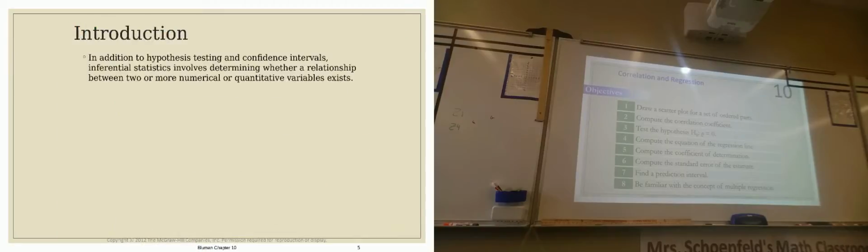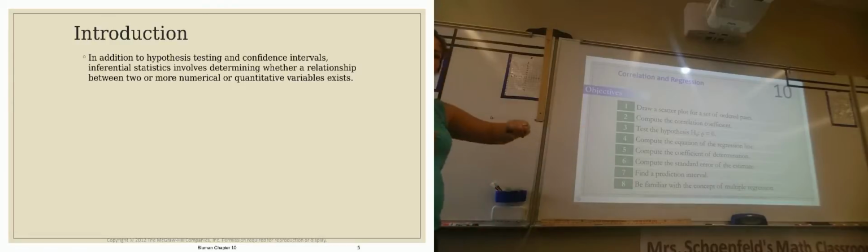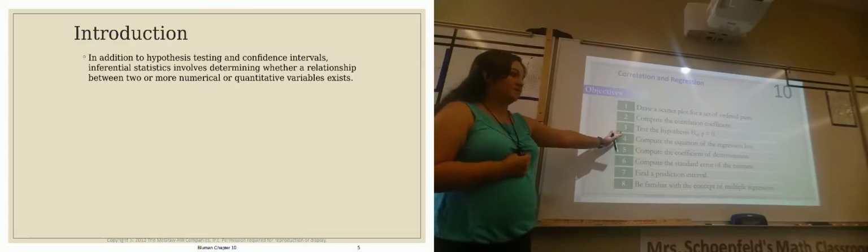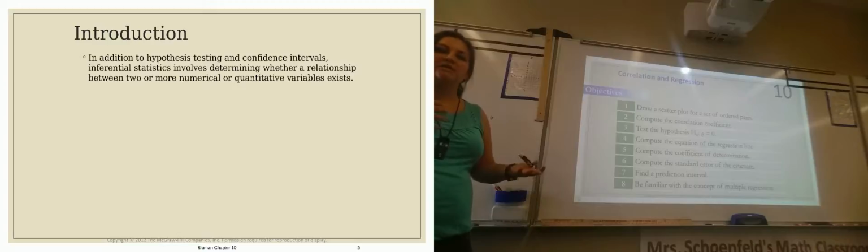Okay. So our objectives here are going to be to draw a scatter plot for all our ordered pairs. You could take a picture, but you shouldn't need to. Compute the correlation coefficient, which we didn't find yesterday. Test the hypothesis is going to be a bit different from what we've always done before when we do these things. So what we always do, I don't have any idea what that symbol is called.